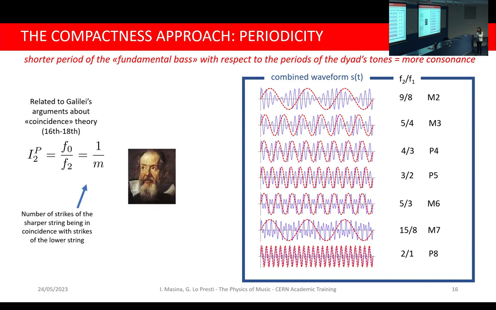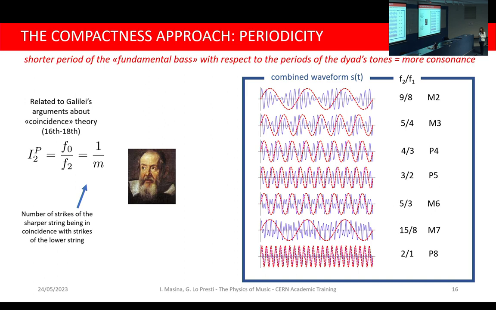Then, let's discuss in particular one indicator as a representative example. We realized, after building it, that this kind of indicator, 1 over M, is somewhat related to old arguments about the so-called coincidence theory, in particular formulated by Galilei, but by many others, even before Galilei. This was the period of the 16th century, and it was fashionable up to the beginning of the 18th century.